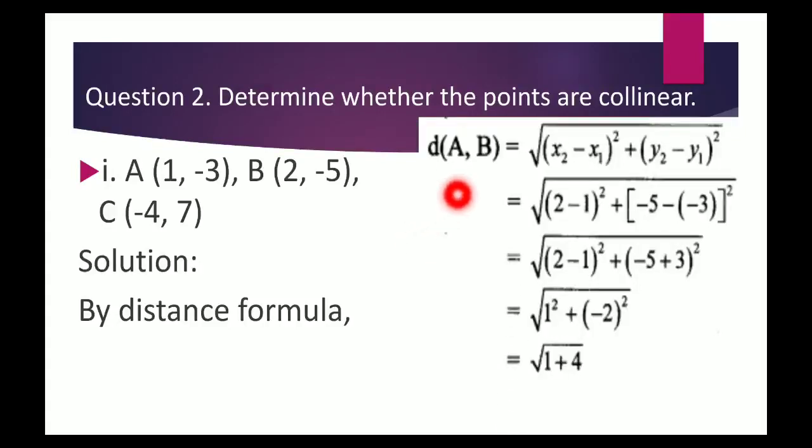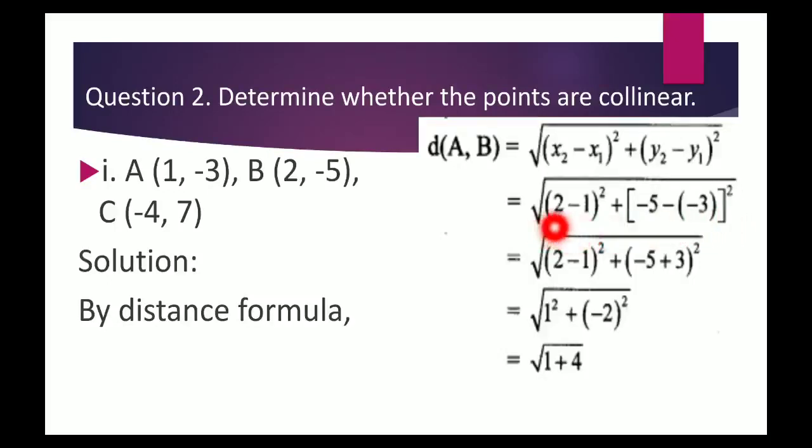First we will find the distance of AB. If we solve question number 1 of this exercise very carefully, children, you can easily solve all the sums. Now we have to find the distance of AB. We write the distance formula: square root of x2 minus x1 the whole square plus y2 minus y1 the whole square. So x1 is 1, x2 is 2, y1 is minus 3, y2 is minus 5. Let us substitute the values.